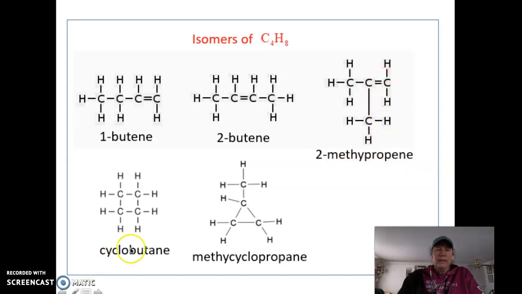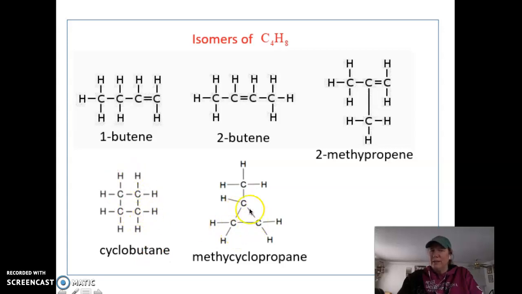Okay. Here is cyclobutane. So now it's butane. But see, they're all C4H8. And again, it's to show you all the different combinations you can end up with. Okay. It could just be 4 carbon with the hydrogen around. That's cyclobutane. It's a ring.